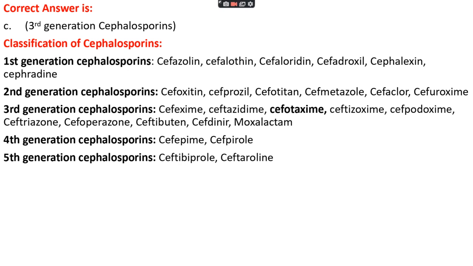Okay, while third generation cephalosporins may include cefixime, ceftazidime, cefotaxime, ceftizoxime, cefpodoxime, ceftriaxone, cefoperazone, ceftibuten, cefdinir, and moxalactam. Okay, while fourth generation cephalosporins may include cefepime and cefpirome. Fifth generation cephalosporins may include ceftobiprole and ceftaroline.